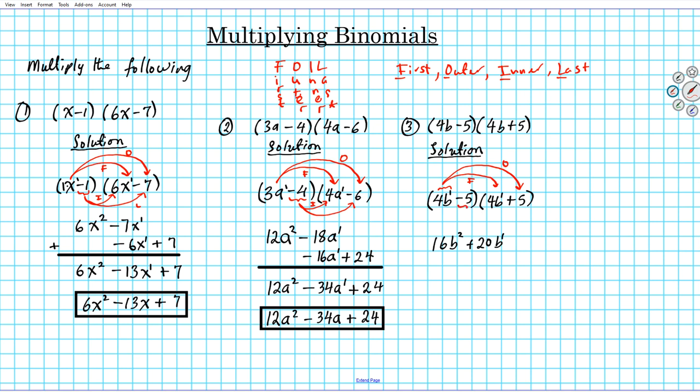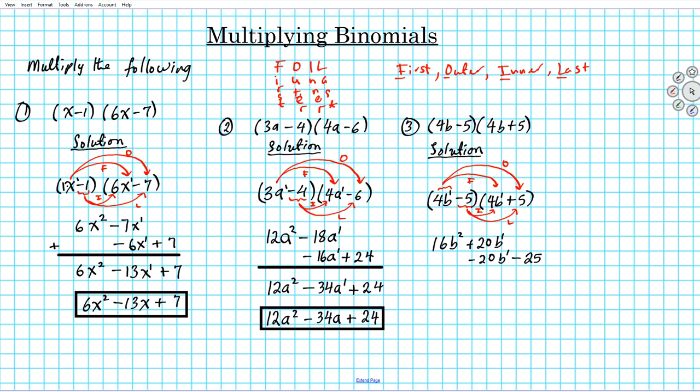Take negative 5. Don't forget to take the sign. Negative 5 times 4b to the first power. So negative 5 times 4 is negative 20. And then just bring the variable down, b to the first power, since negative 5 doesn't have any variable. All right, so we have the first, outer, inner, and then last, negative 5 times positive 5. That's your last right there. So negative 5 times positive 5 is going to be negative 25.